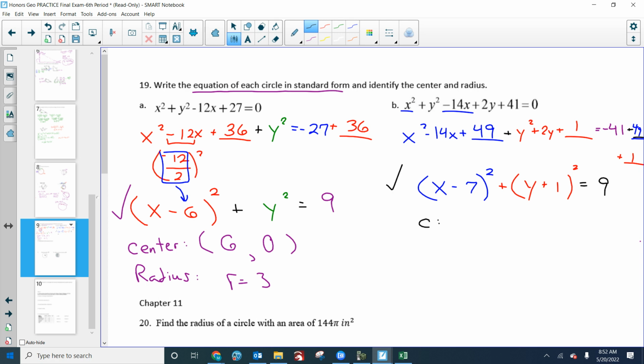My center is what? 7, negative 1. And my radius is... Now, I don't want this to be some gimmick that you just memorize, okay? So how can I check that answer?